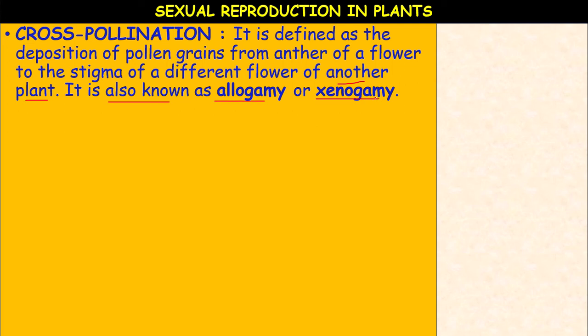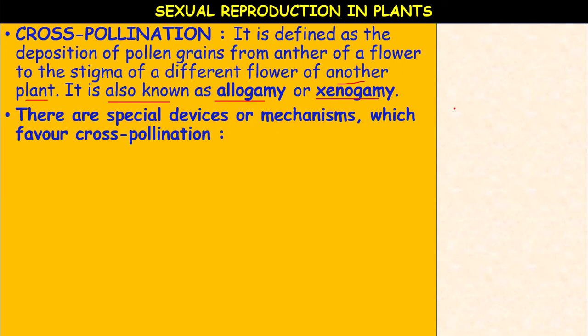What is cross pollination? It is a process of transfer of pollen grains from the anther of one flower to the stigma of another flower of a genetically different plant of the same species. This is a perfect definition. It is known as xenogamy or allogamy. There are special devices or mechanisms which favor cross pollination.